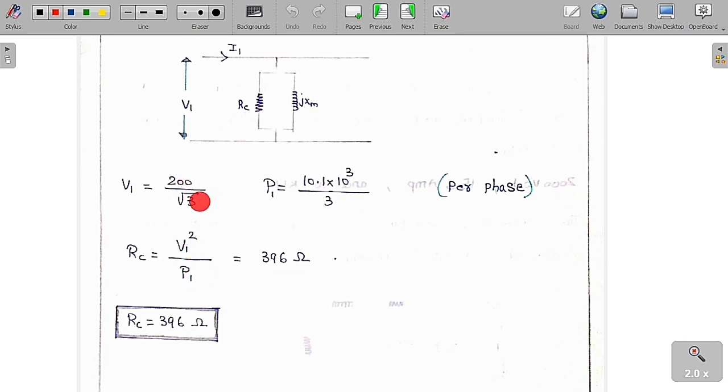V1 is nothing but 2000 by root 3, and P1 is 10.1 into 10 to the power of 3 by 3. If you substitute these values and solve, we are going to get 396 ohm. So therefore RC is equal to 396 ohm. Whenever the diagram is a single phase or per phase diagram, we have to consider per phase values only. V1 is the phase value, and P1 is also per phase power, which is 3 phase power by 3.